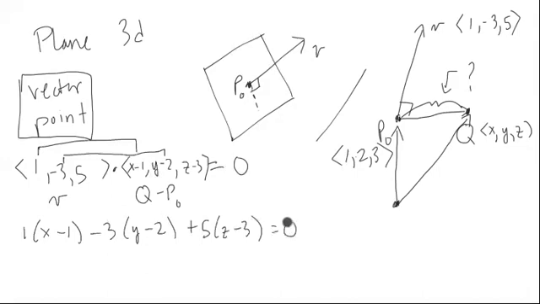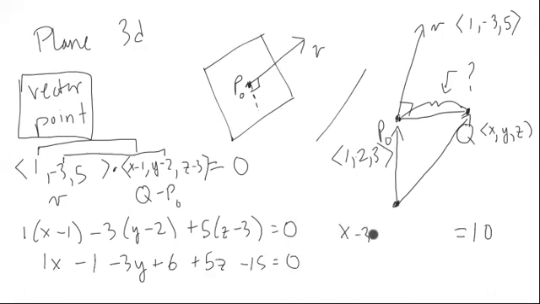This is the equation of the plane. Now we can multiply this out. 1x minus 1 minus 3y plus 6 plus 5z minus 15 is equal to 0. And let's see, negative 1 and 6 would be 5. And then 5 and negative 15 would be minus 10. Put the 10 on the other side if you want. So we could have 10 equals x minus 3y plus 5z. This is the equation of a plane.